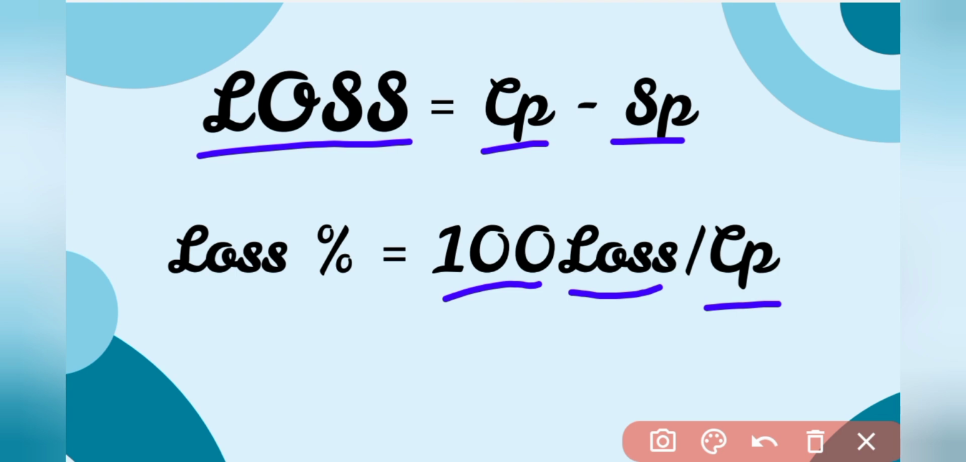We always keep CP at the bottom, at the denominator, to find both profit and loss percentage, because CP is the main thing, the cost at which you have purchased the item.